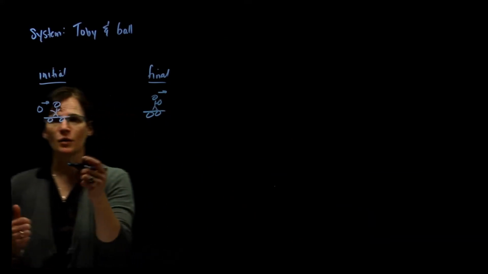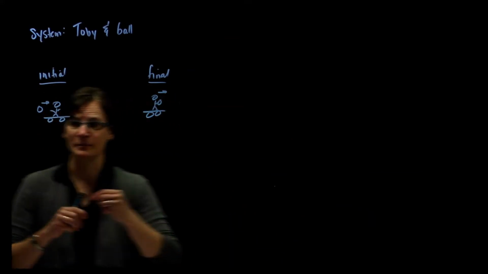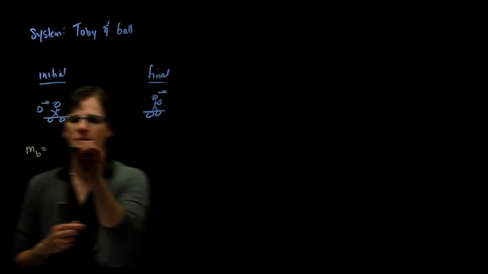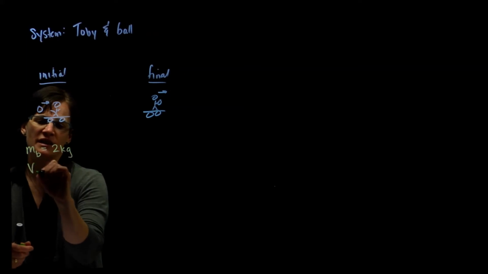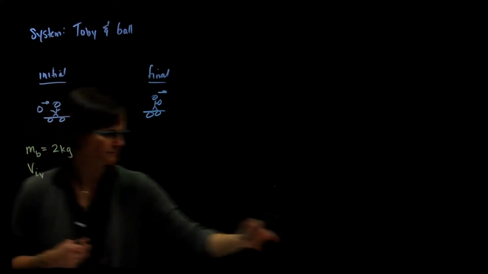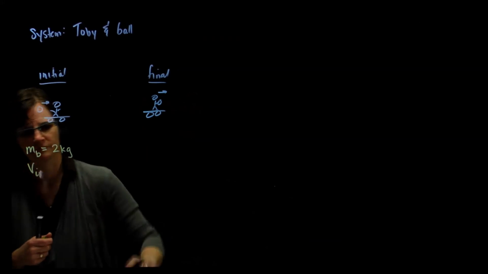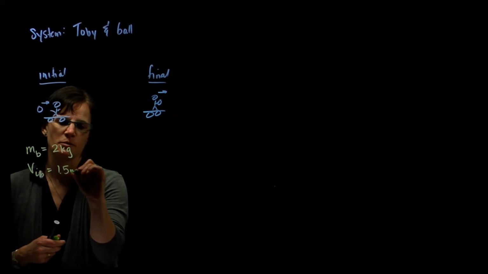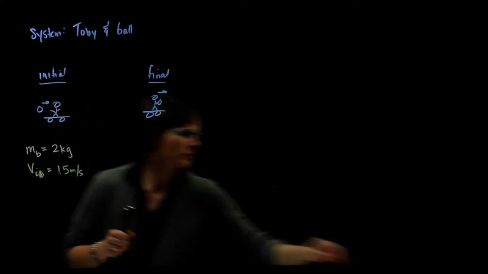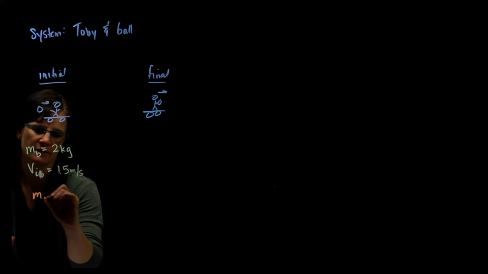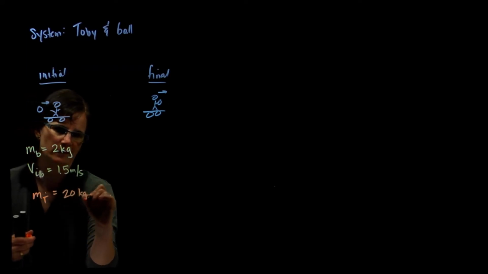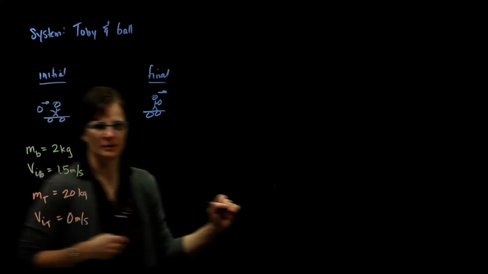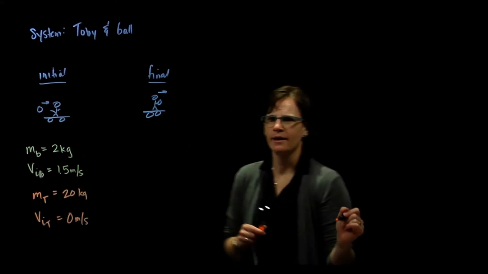All right, so let's look at the two objects within the system. We have the mass of the ball, and that was equal to 2 kilograms. And we have the initial velocity of the ball, and that is equal to 1.5 meters per second. And we have the mass of Toby. He's 20 kilograms, of course, when he was much younger. And the initial velocity of Toby, and that's 0 meters per second.